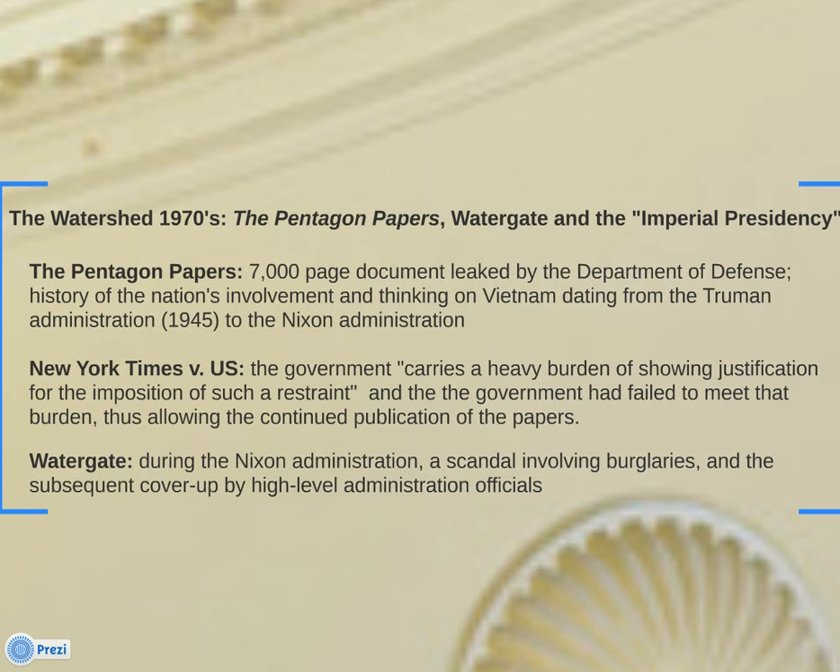America's penchant for strong presidents modeled after Roosevelt diminished drastically in the 1970s. In 1971, an employee of the Department of Defense named Daniel Ellsberg leaked a classified, top-secret, 7,000-page history of the nation's involvement in and thinking on the Vietnam War, dating from the Truman administration in 1945 to the Nixon administration then installed in the White House.